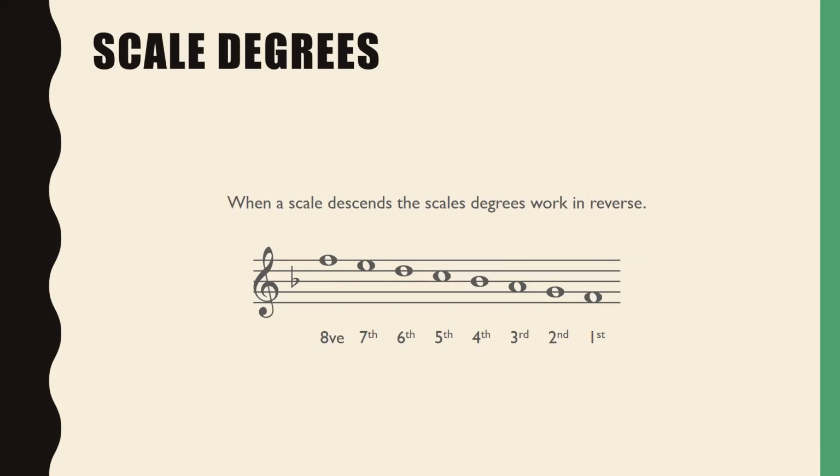Here is something very important, and we've spoken about this briefly before when we were working with minor scales. When a scale descends, the degrees work in reverse. It's a bit like when you are working with intervals, you always start from the lowest note. The same is true of scales and the degrees of scales. So if you look at that picture now on your screen, you'll see that the last note is the first degree, the second last note is the second degree, and so on. It's very, very important to remember this, otherwise things can get quite confusing.